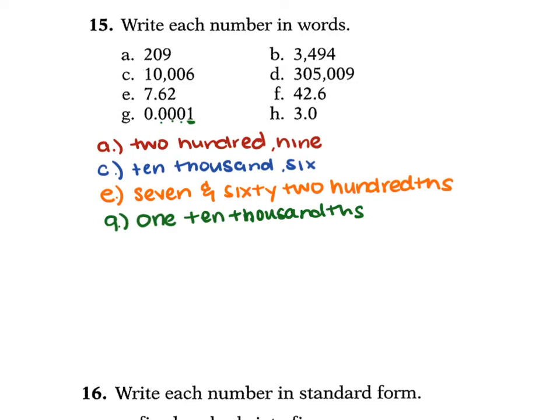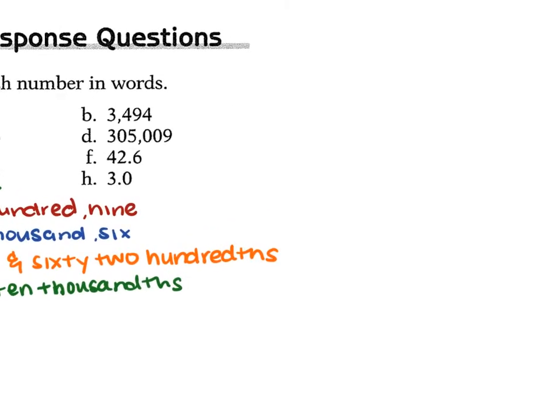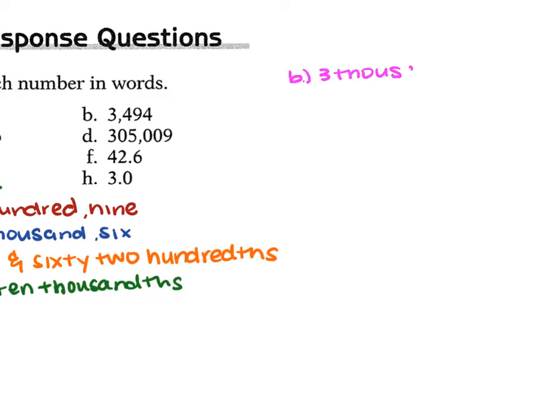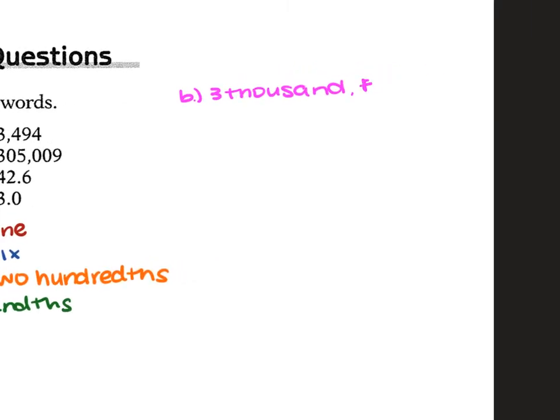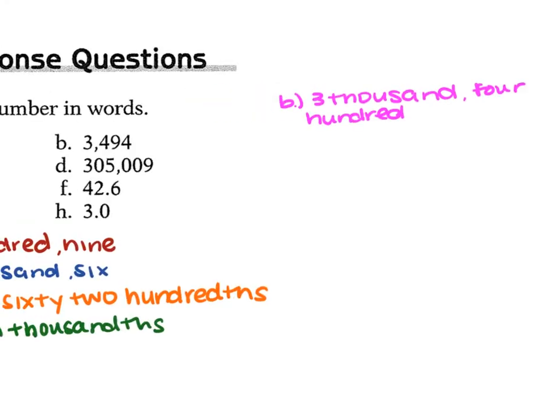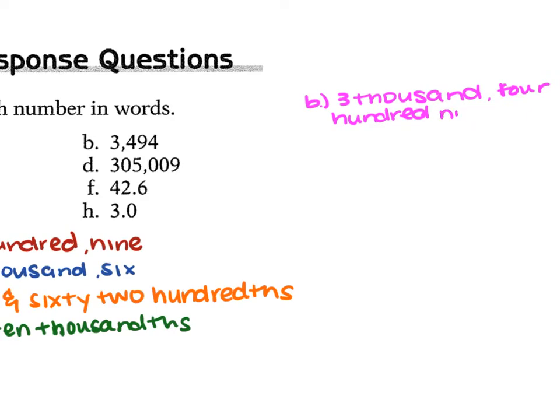Moving back up to B, I'm just going to move over here for this one. For B, we have 3,000, 400, 94.